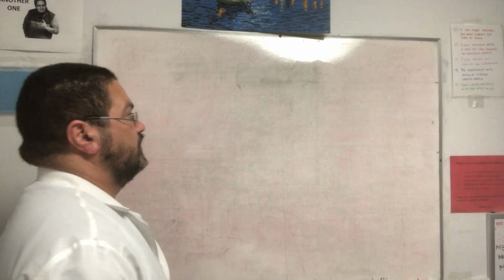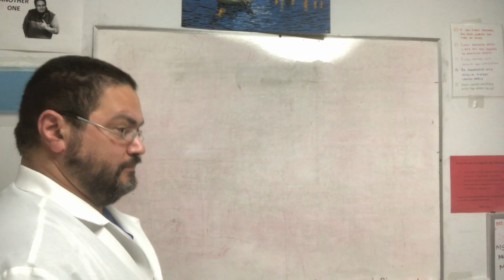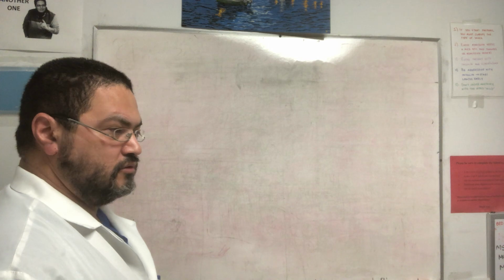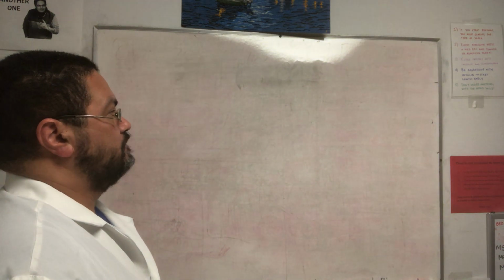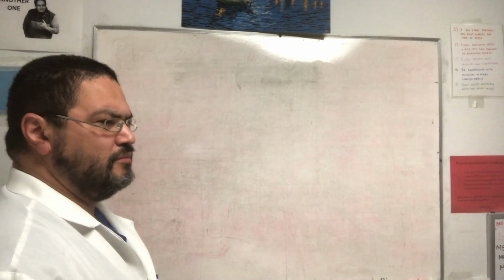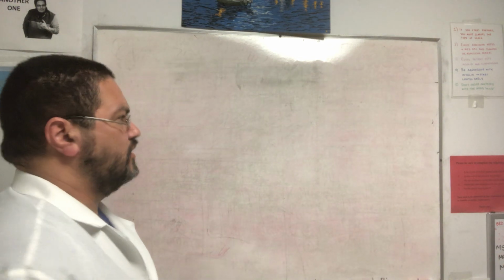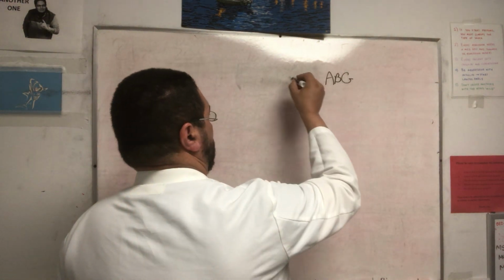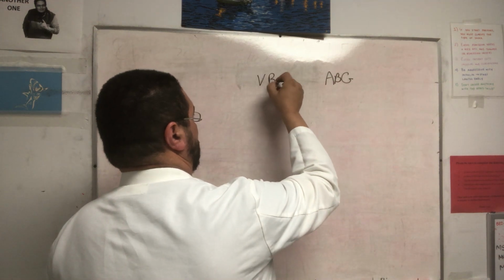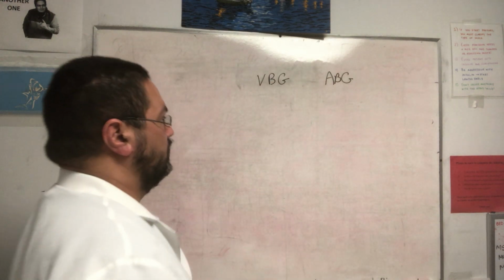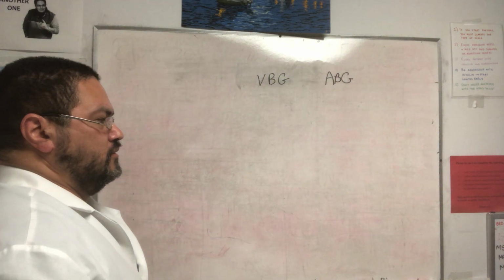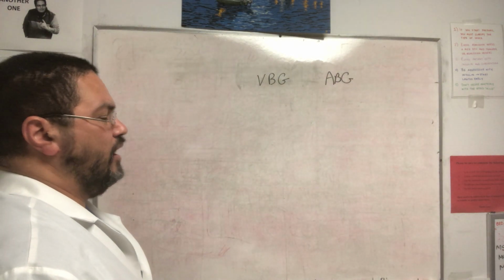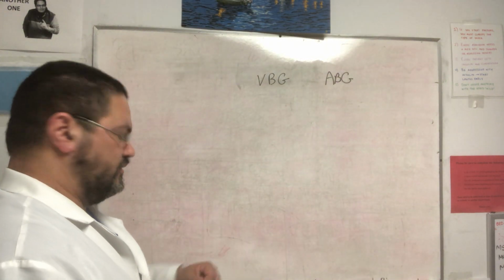All right, let's talk about VBG and ABG, and then we'll move on to talk about other things. So why do we do VBGs? Obviously, arterial blood gas is the standard. Venous blood gas is something that we sometimes do, sometimes we don't do. So how do we make an ABG from a VBG, and vice versa?